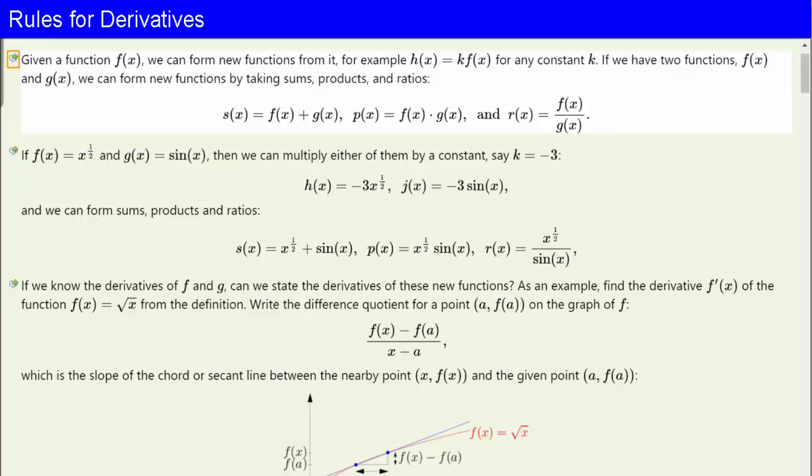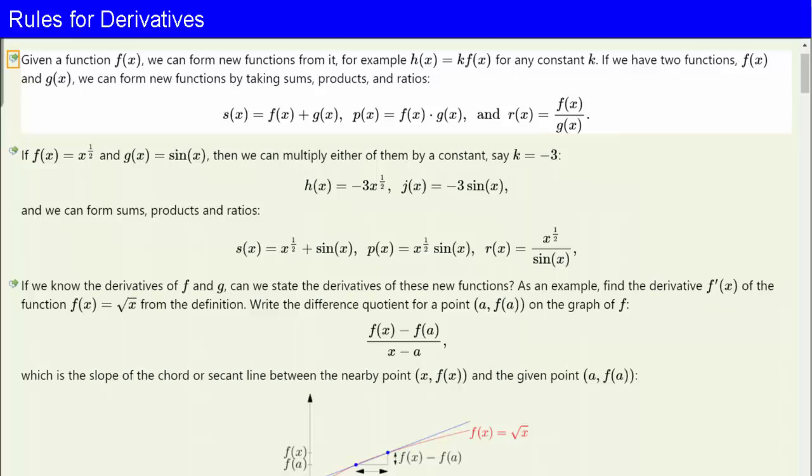We are going to need to calculate the derivatives of more complicated functions than simple powers of x. And we really don't want to rely on the definition of derivative and redo everything from scratch for every function we face. So we are going to develop some tools which provide shortcuts for dealing with combinations of functions. Given a function f of x, we can form new functions from it.